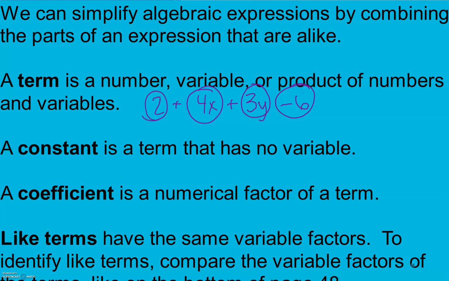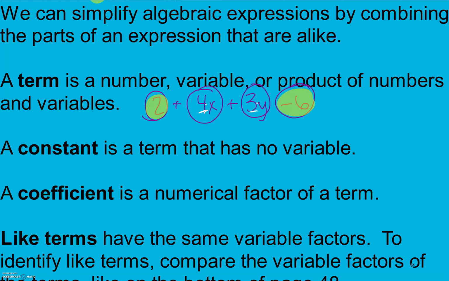Constants are terms that have no variables. So the constants here are like 2 and negative 6. They have no variables. They're always 2, always 6. There's no changing them. And the coefficient is the number part of a variable term. It's the 4 and the 3, what our variables are being multiplied by.